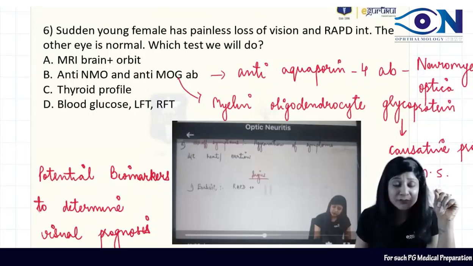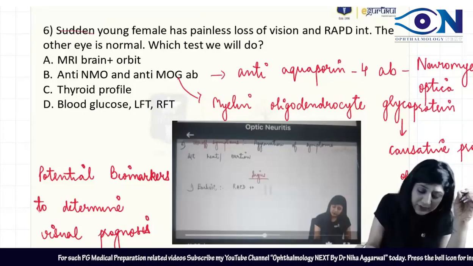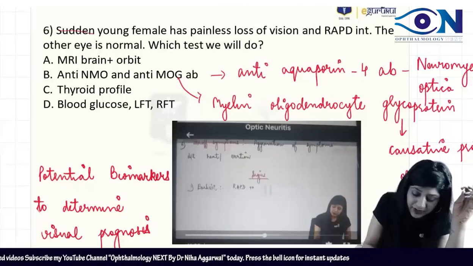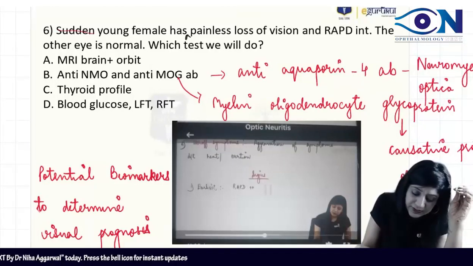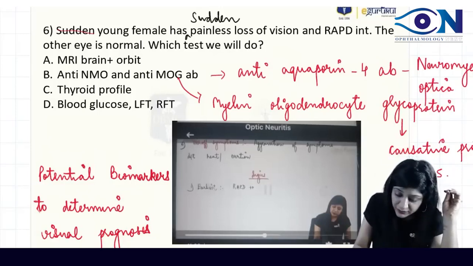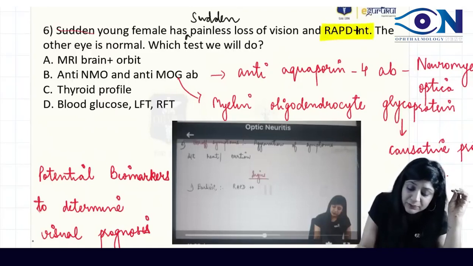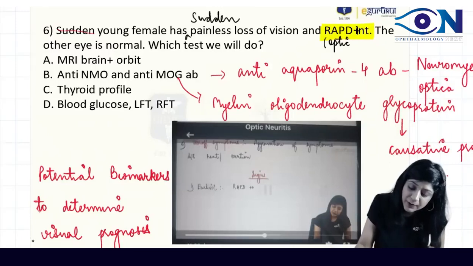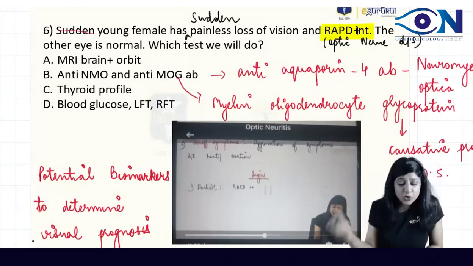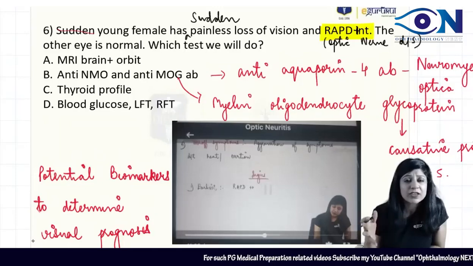So there is a young female, coming with sudden painless loss of vision, and we also have an RAPD present. If I am saying RAPD present, that means we will have some problem with the optic nerve. We are actually thinking about optic nerve disease, and the other eye is normal, and some people also said that the rest of the examination is normal. We are not having any other thing.